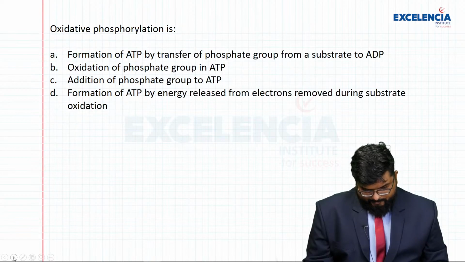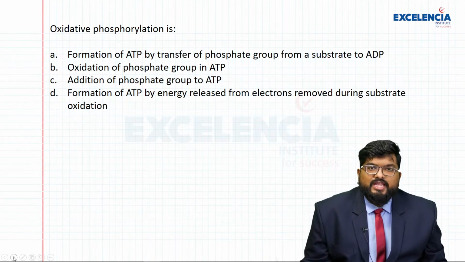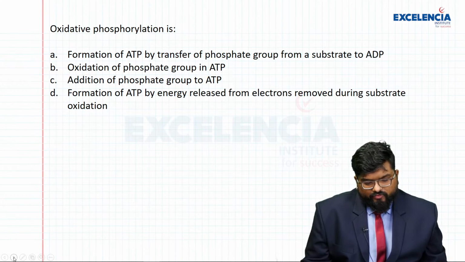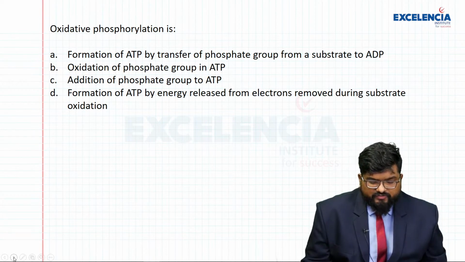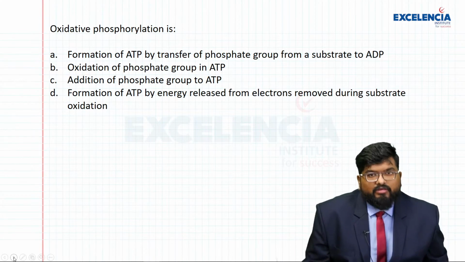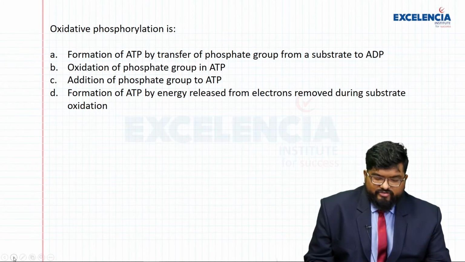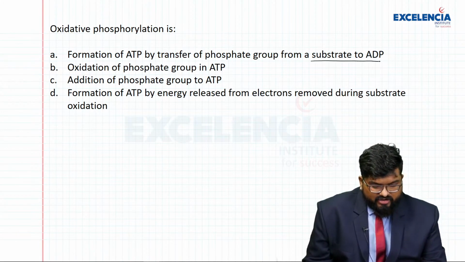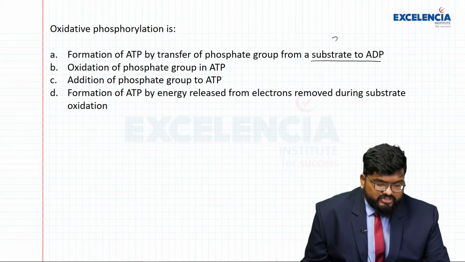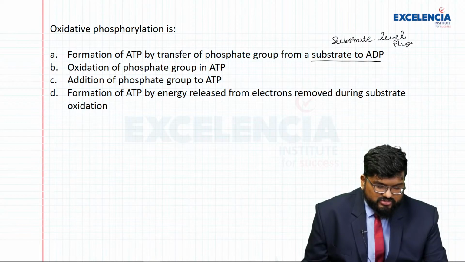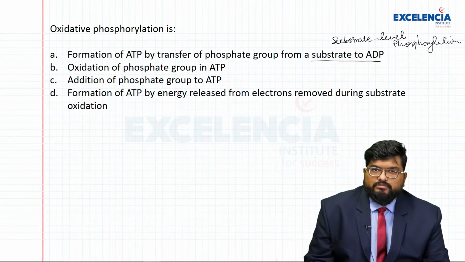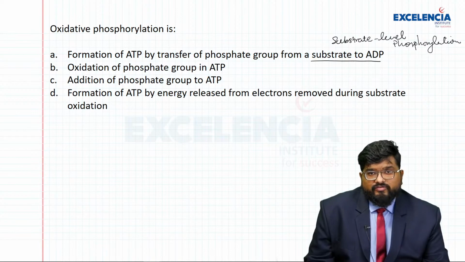Next, the formation of ATP by transfer of phosphate group from a substrate to ADP. The option literally says substrate to ADP. So such a reaction will be termed as what? Substrate level phosphorylation. It will be termed as what? Substrate level phosphorylation.